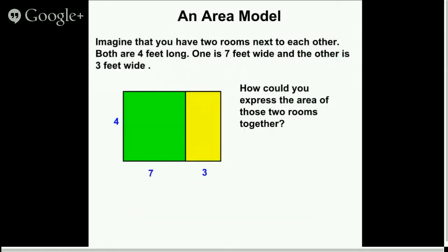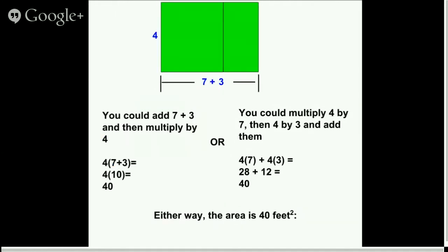All right, so let's say we had two rooms. How could you express the area of these two rooms together? One is 7 feet wide, the other is 3 feet wide, and both are 4 feet long. Well, one way you could express it would be 4 feet times 7 plus 3.